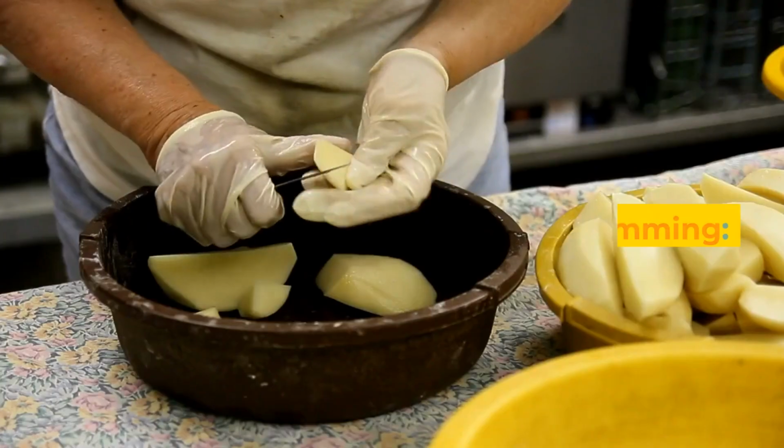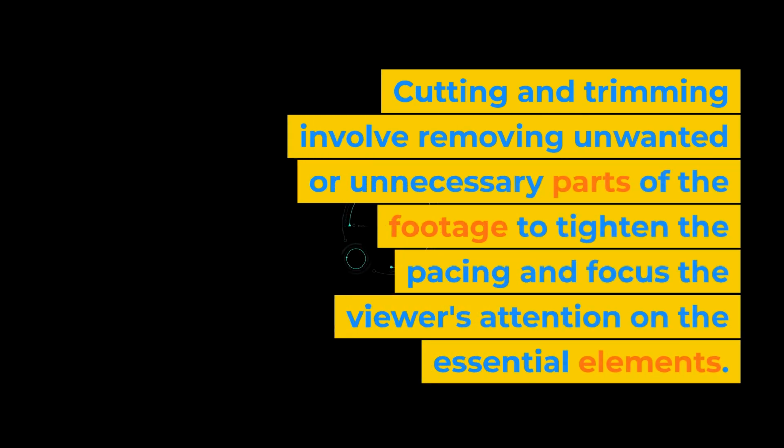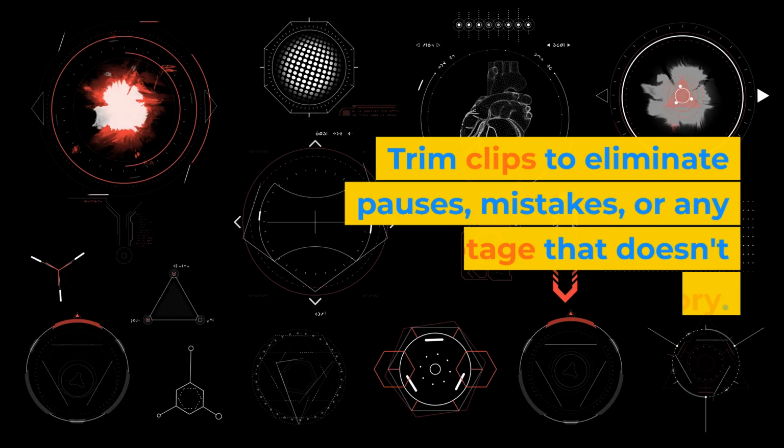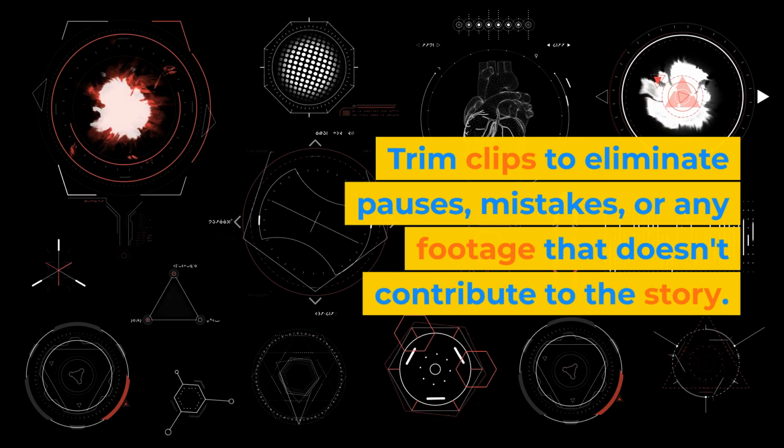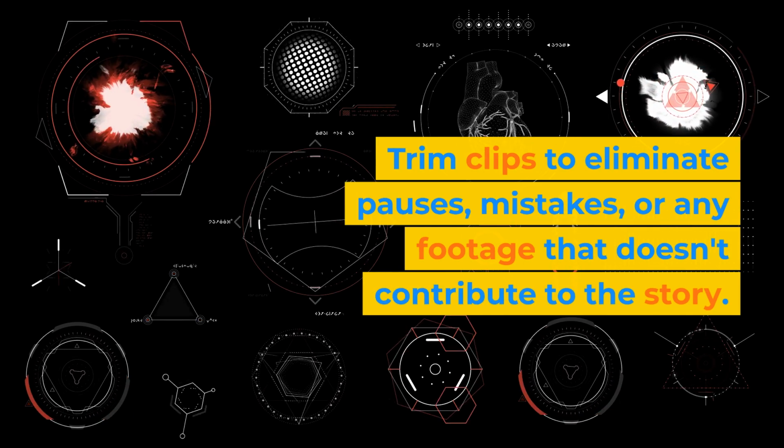3. Cutting and trimming. Cutting and trimming involve removing unwanted or unnecessary parts of the footage to tighten the pacing and focus the viewer's attention on the essential elements. Trim clips to eliminate pauses, mistakes, or any footage that doesn't contribute to the story.